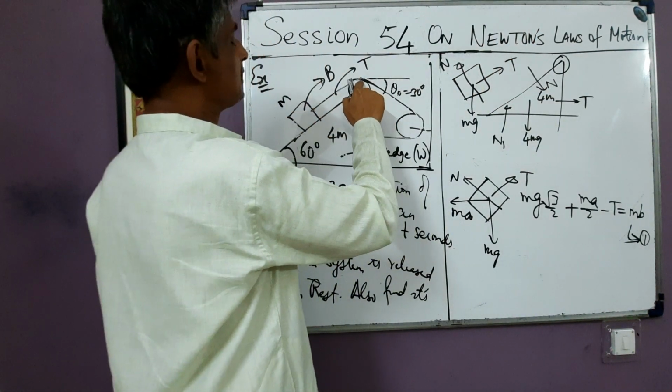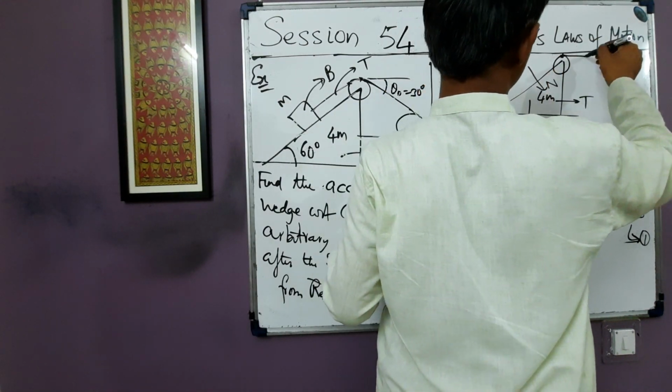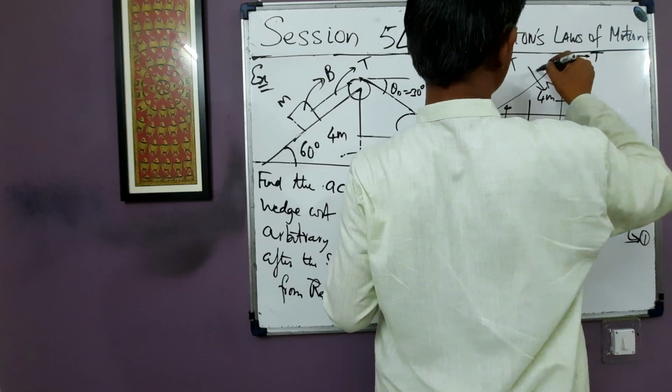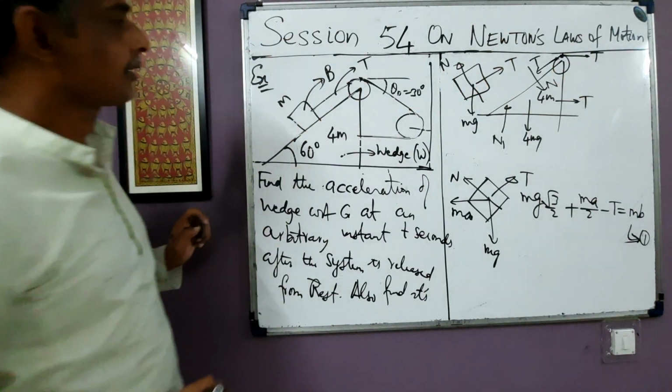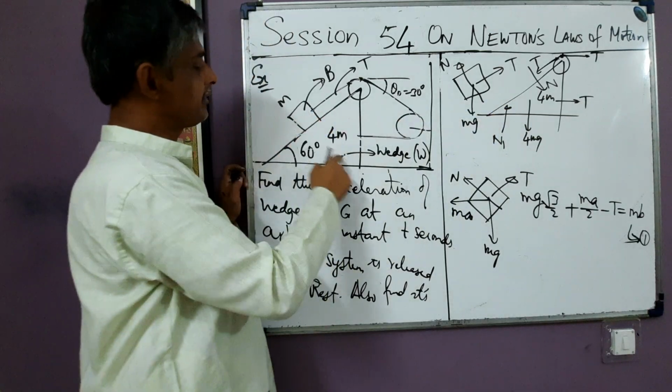So the string will act on this pulley at effectively two points, this point and this point. At one point, the highest point of the pulley, it acts with T. At another point it acts here with T, like this. Okay, fine. So these are the respective free bodies of block and wedge with respect to ground.